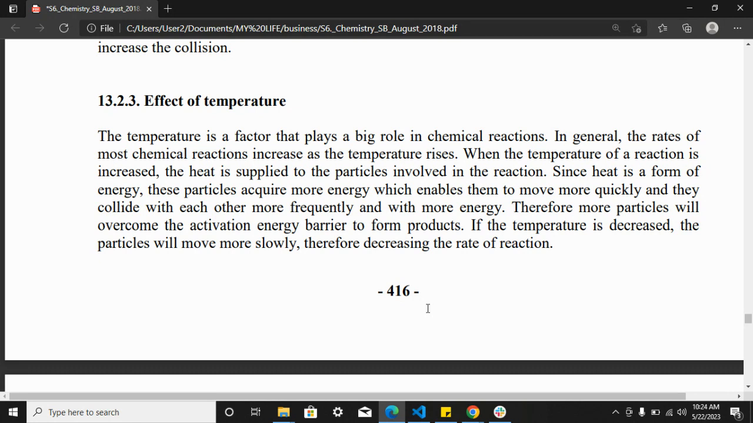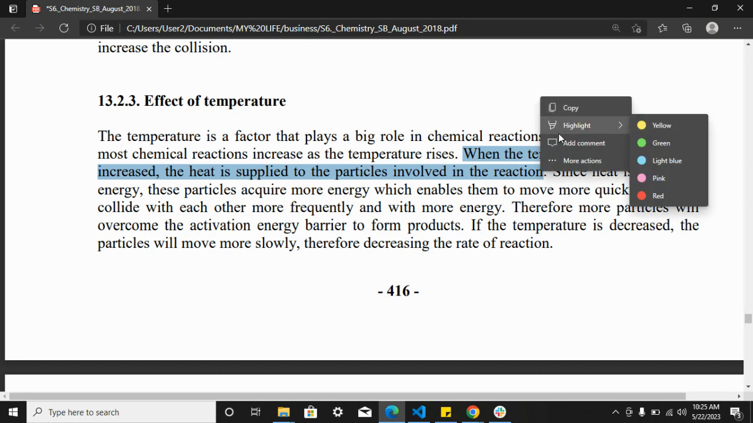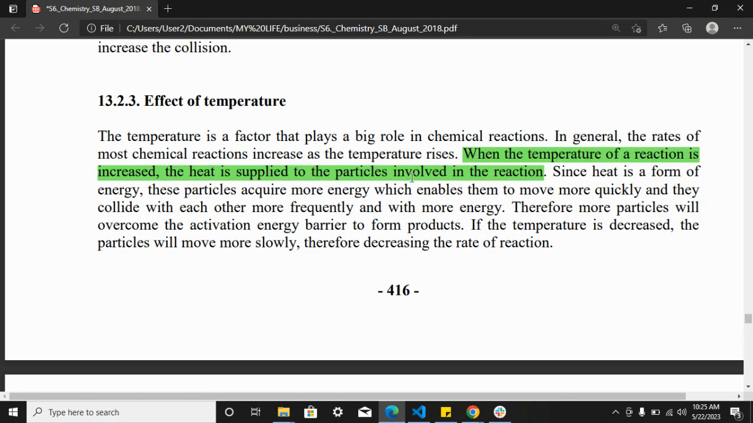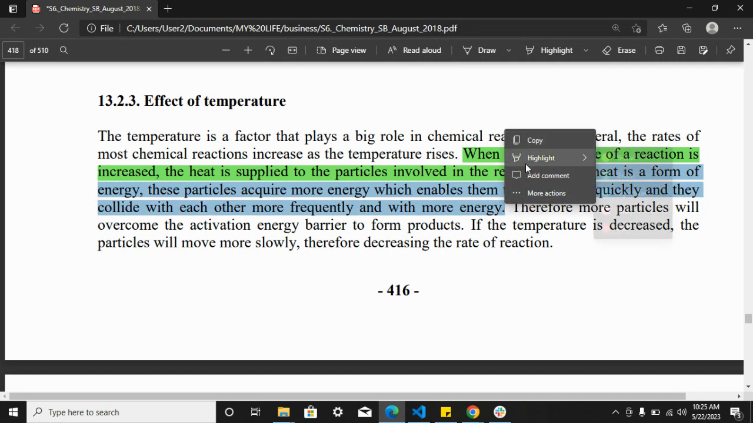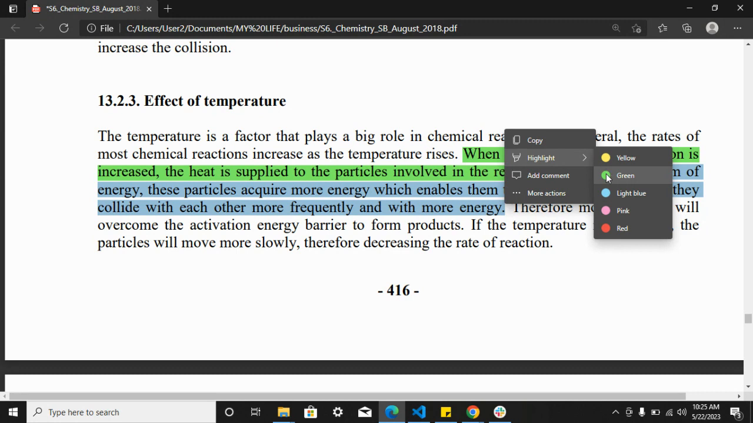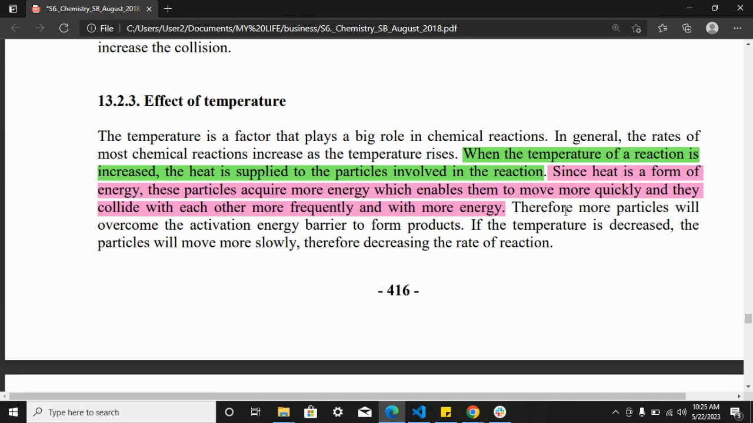So the temperature rero is one of the things izamura the activation energy. When heat is supplied to the particles involved in the reaction, nituzamura temperature, heat iba supplied ku ma particles ari muri reaction. So rero heat, kubera ko ari form of energy, the particles zizakira energy nyinshi zizatuma zimuvinga quickly, noneho bitume zikoridinga with each other, more frequently, inshuro nyinshi, and with more energy. So zizakoriding inshuro nyinshi, ariko zinakoriding zifite energy ihagije.